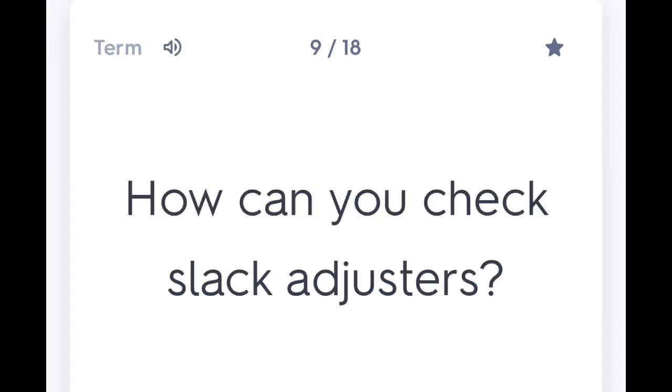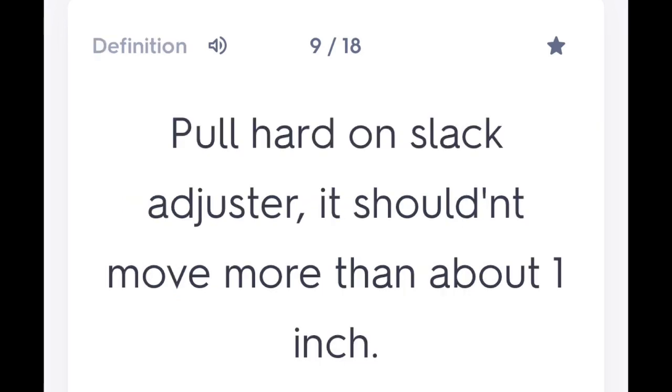Question 3 in subsections 5.2 and 5.3. How can you check slack adjusters? Pull hard on the slack adjuster. It shouldn't move more than about an inch.